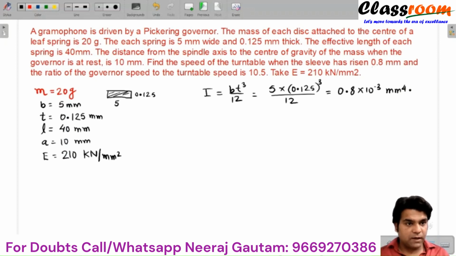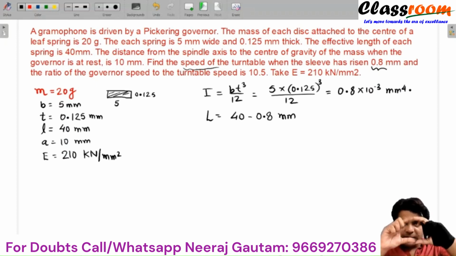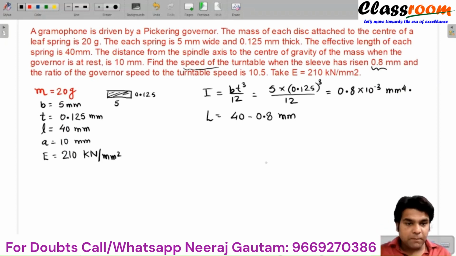When the sleeve has risen by 0.8 mm, then the length we will use in the calculations becomes 40 minus 0.8 mm, because we have to find the turntable speed when the sleeve has risen by 0.8 mm. The effective length will decrease because of this lift of the sleeve by that lift amount, that is 39.2 mm. So this is the value.